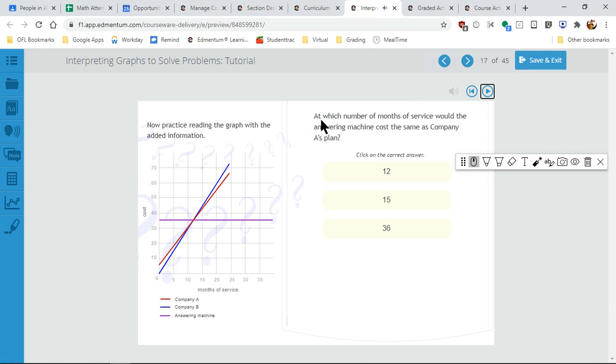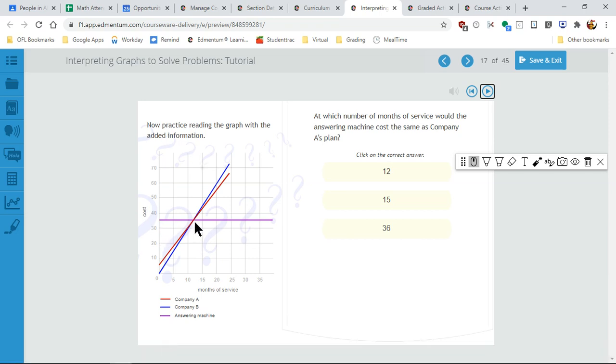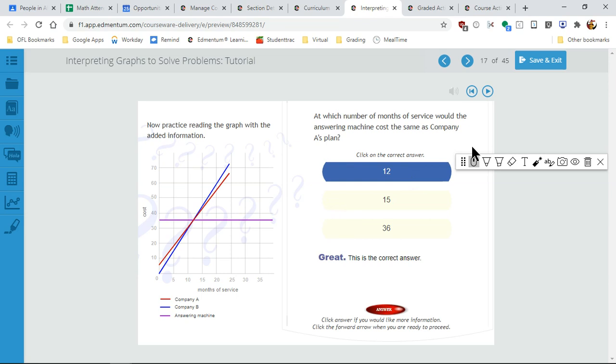So now what we're doing here: at which number of months would the answering machine service cost the same as point A? So we're basically just asking, when does this answering machine, this purple line, cost the same as point A? So that's just a matter of going here. Oh, look, all of them are intersecting. So it's probably going to be that same 12 months. It's not going to be 15, because at 15 the answering machine is cheaper. At 36, the answering machine is cheaper. So we're going to say 12 months again.